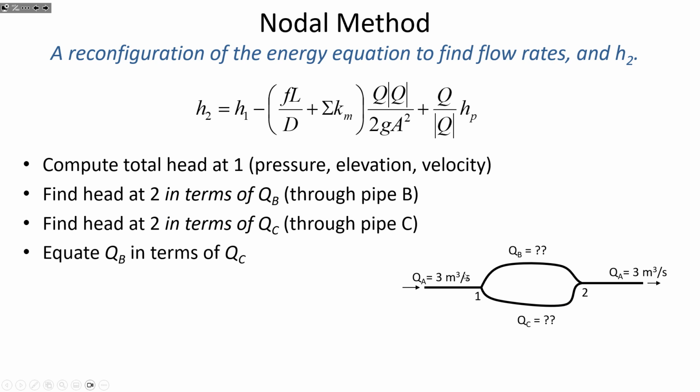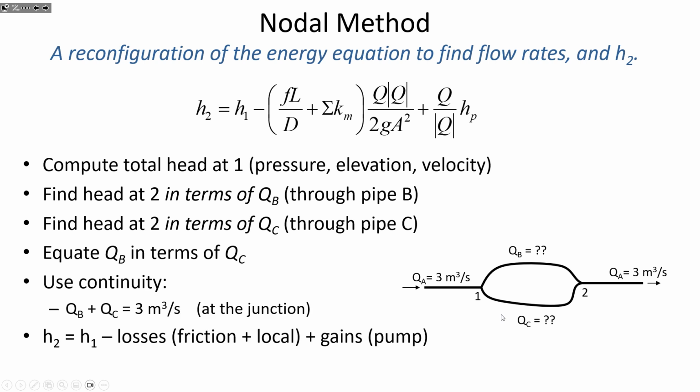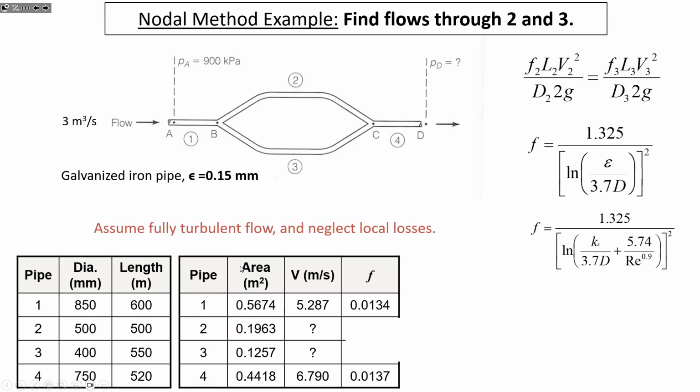That is, QB plus QC equals 3 cubic feet per second. So we know that together they have to equal 3, and then the Darcy-Weisbach equation will tell us how much is going through one pipe versus how much is going through the other. So we'll use the continuity equation, and then if we know the pressure at 1, we can find out the pressure at 2 by subtracting the head losses and solving for P. This is just an outline of the process that we're going to go through.